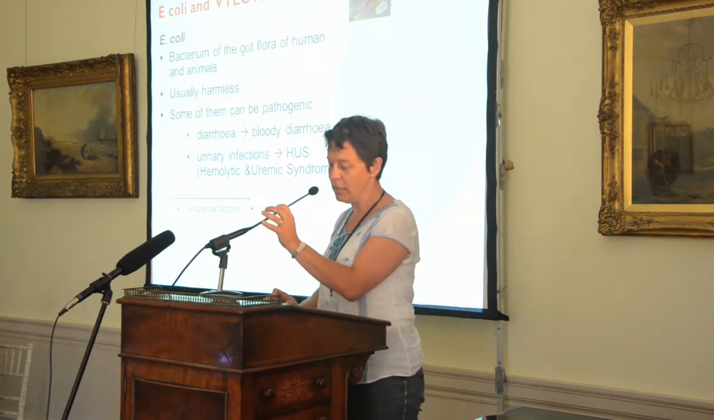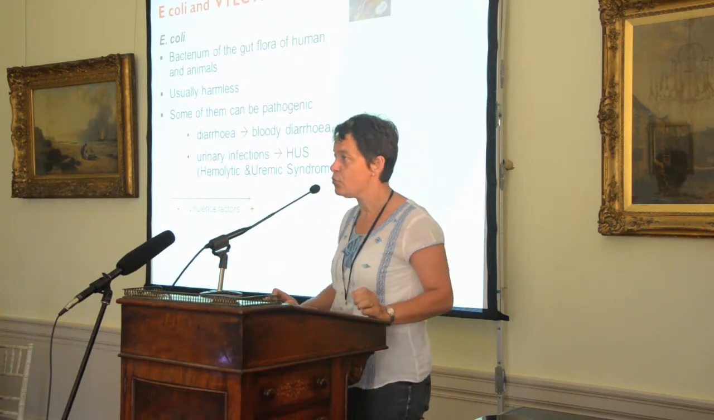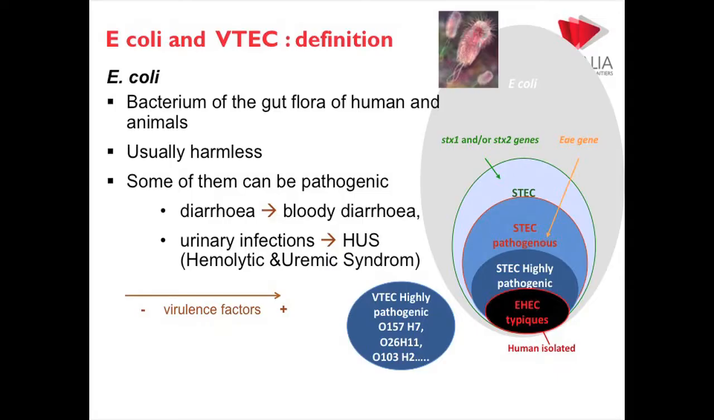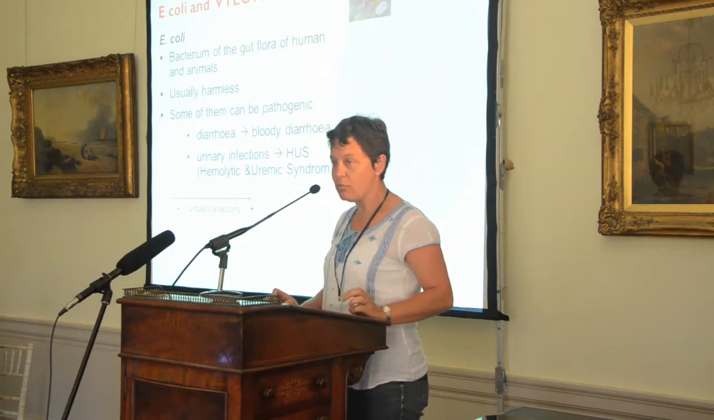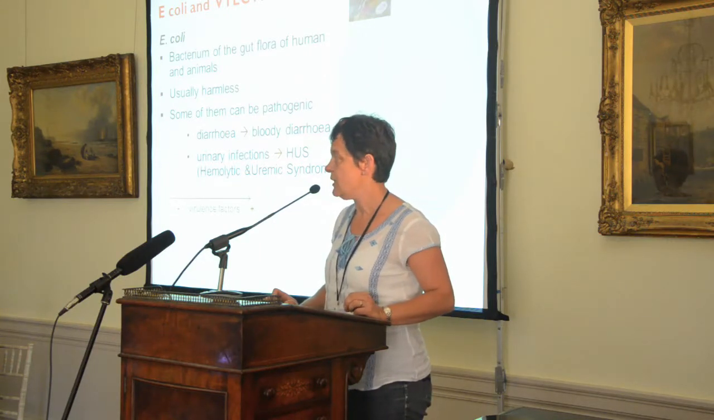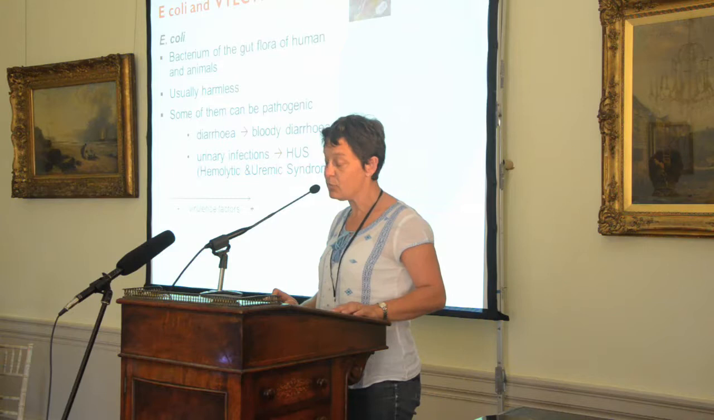Escherichia coli is just a normal, usual bacterium that you find in the gut flora of humans and many animals. Usually most of them are harmless, and hopefully you and I are living quite well with all these bacteria, but some of them can be pathogenic, and they could lead to different symptoms, from diarrhea to bloody diarrhea and urinary infection, towards more severe symptoms, called hemolytic uremic syndrome.